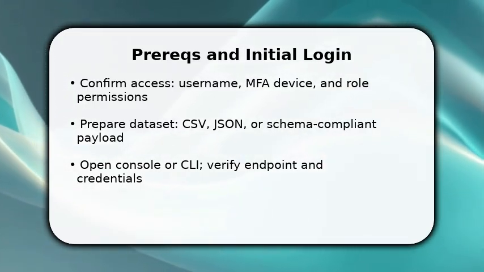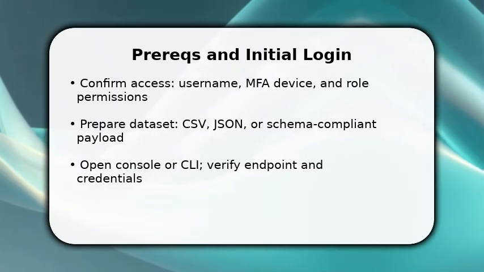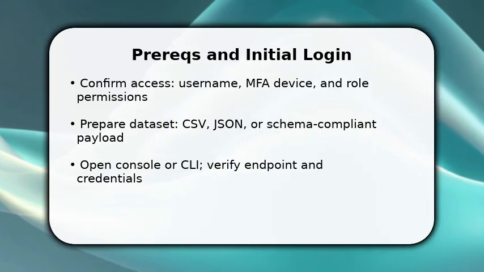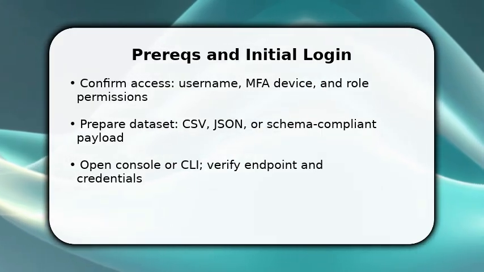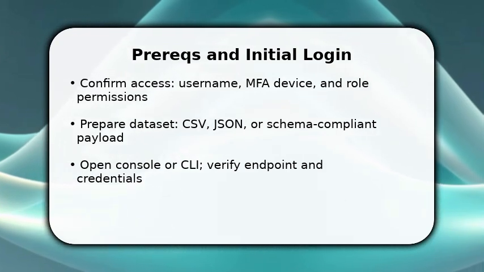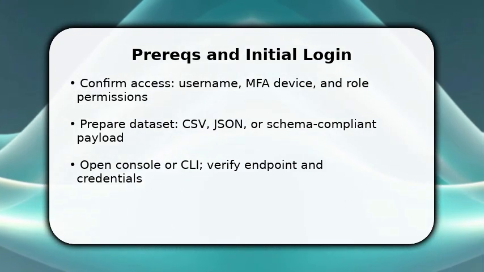Now open the console or CLI and point to the alpha endpoint, then authenticate. This first step eliminates basic failures and gets you directly into the upload context, where you'll run the initial validation and create your target dataset.